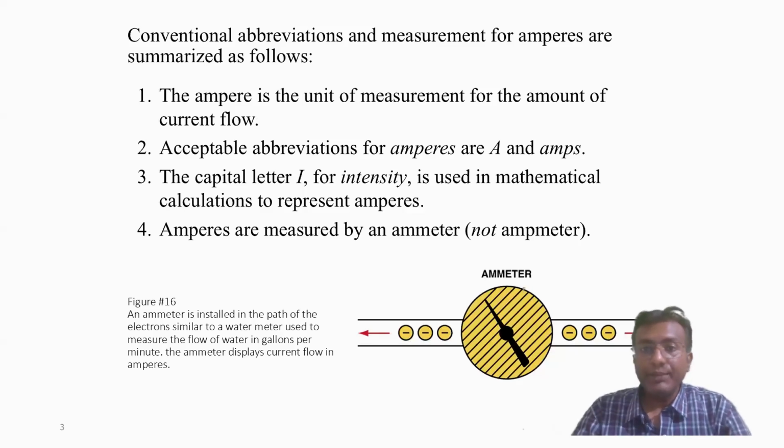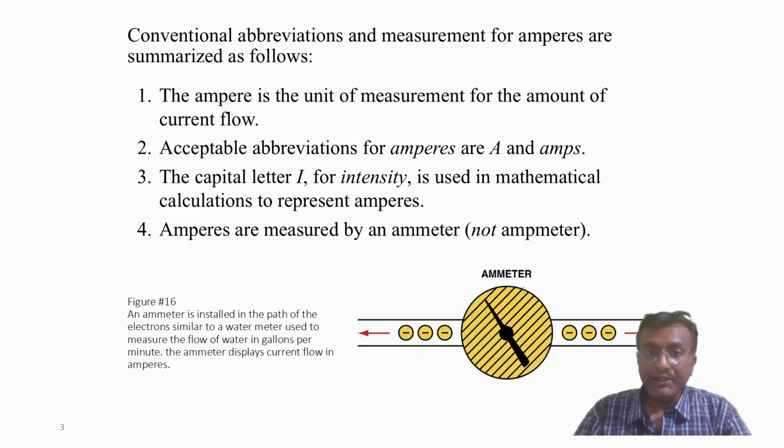Now, conventional abbreviations and measurement for amperes. The ampere is the unit of measurement for the amount of current flow. Acceptable abbreviations for ampere are capital A and amps. The capital letter I for intensity is used in mathematical calculations to represent ampere. Amperes are measured by an ammeter.